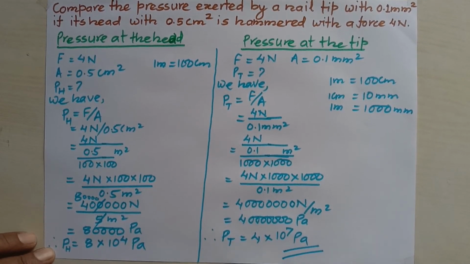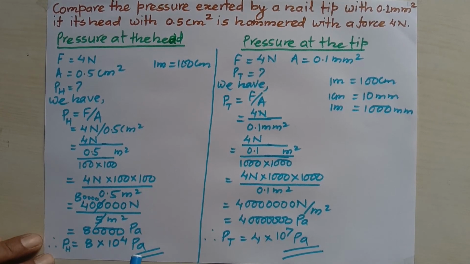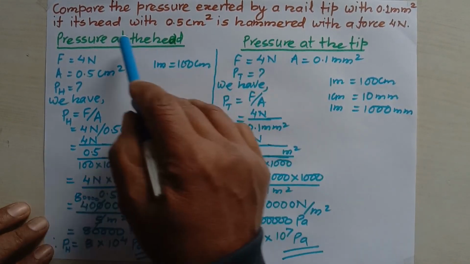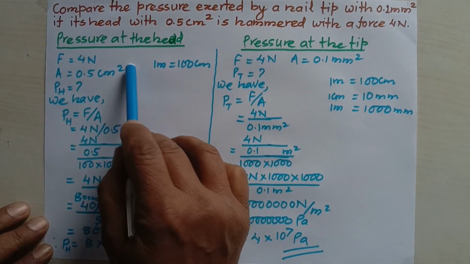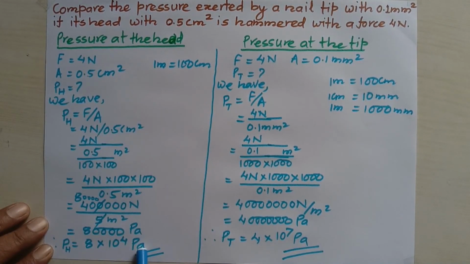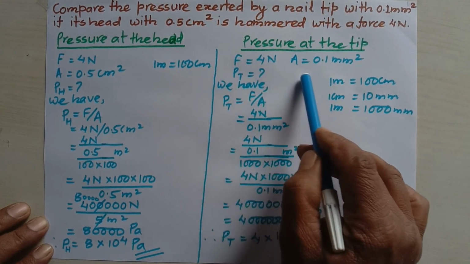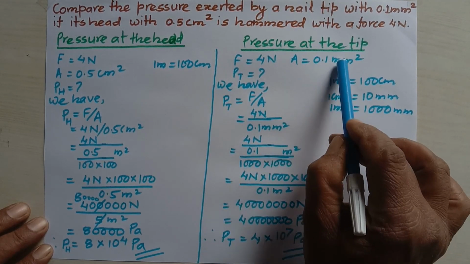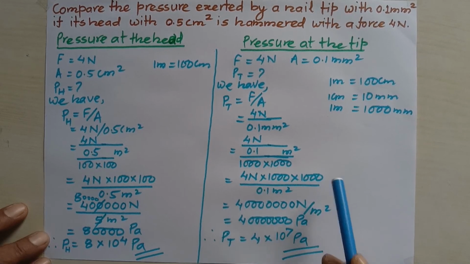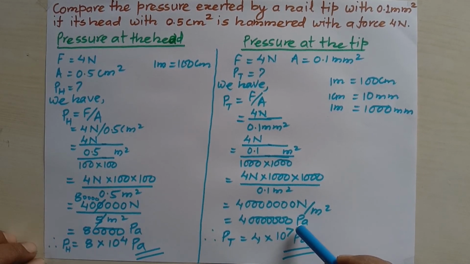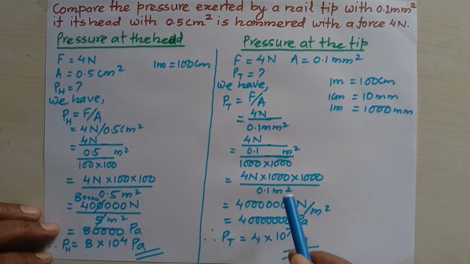This is our answer. Now we can compare this. Pressure at the head is how much? 80,000 Pascal, but the pressure at the tip is very high, that is 4 crore Pascal. And why did this happen with the same force? Because if the same force is acting through a large surface area, the pressure will be less, 80,000 Pascal here. And if the same force is applied through a very small surface area, from the tip of the nail, then the pressure will be very high. Pressure is inversely proportional to area. This conclusion also comes after the solution of this numerical problem. Okay, this much for today. We'll meet in another class also.